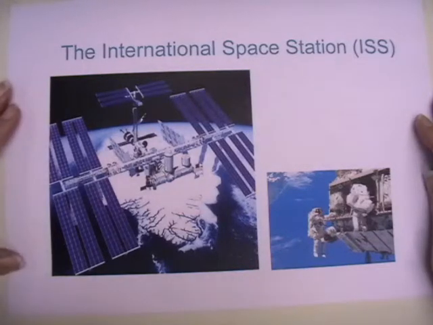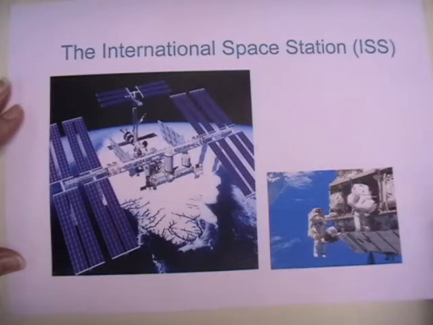The speed of orbit is very important because if it's too slow, the space station will fall back to Earth again. And if it's too fast, it will spin off into space. This is true for all satellites.